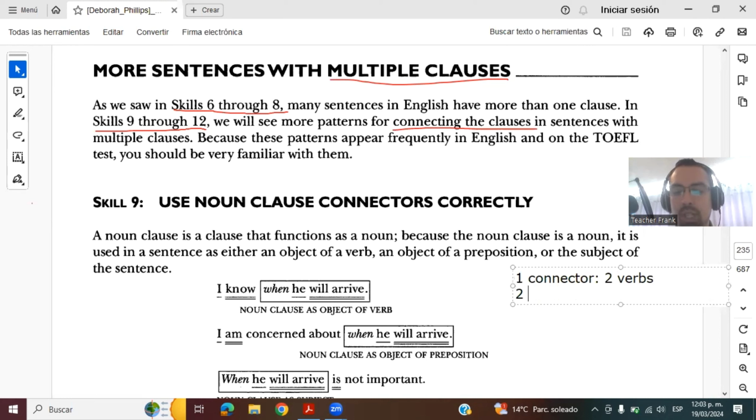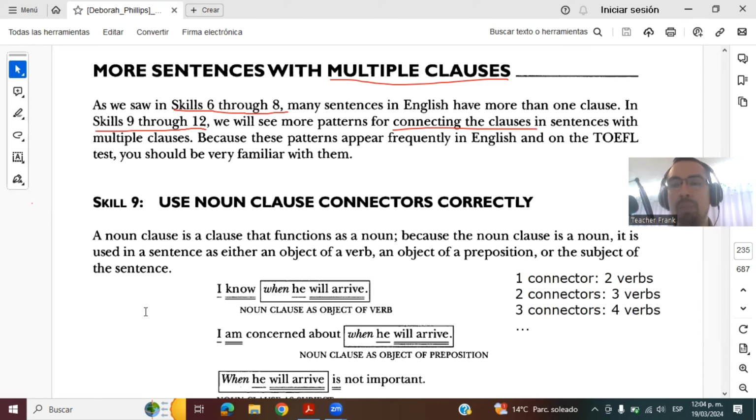If we have two connectors, right, then we need three verbs, right? If we have three connectors, then how many verbs do we need? Four verbs, right? And so on and so on. So what this means is that we're going to be connecting clauses, right? Multiple clauses. Now, this is going to get crazy, right?